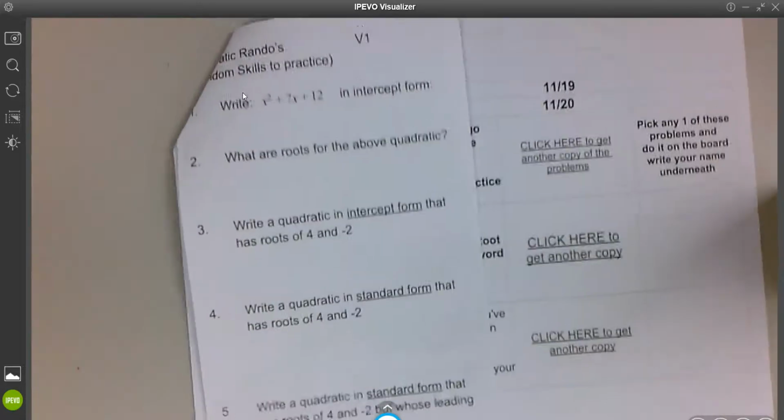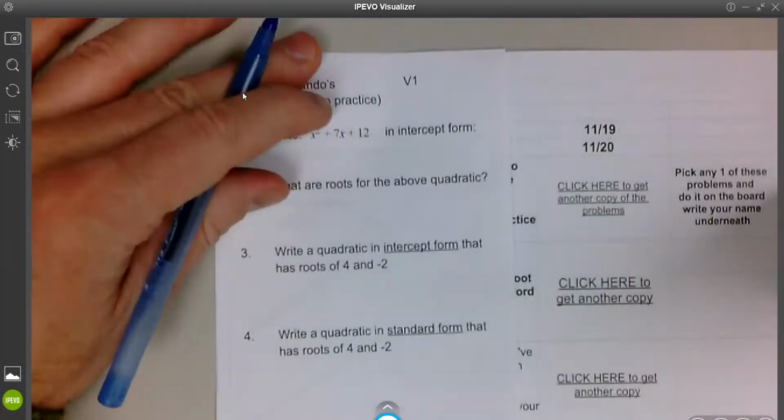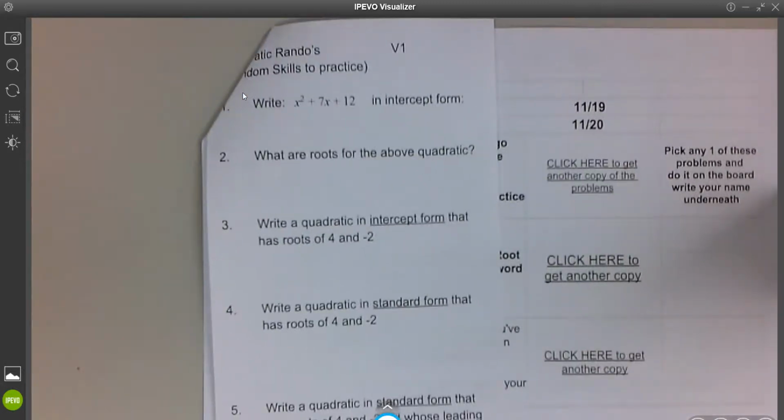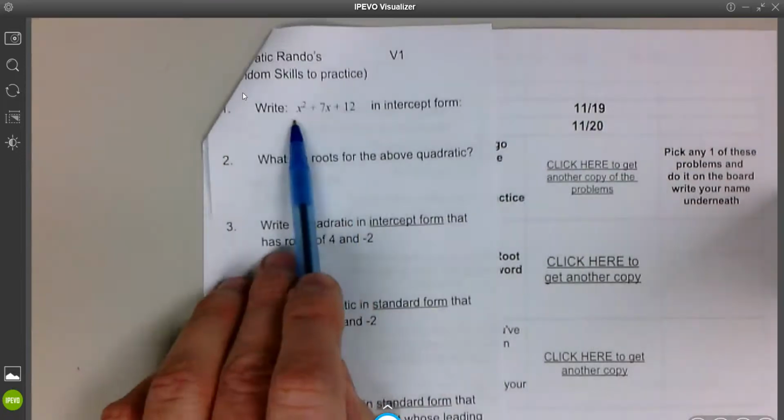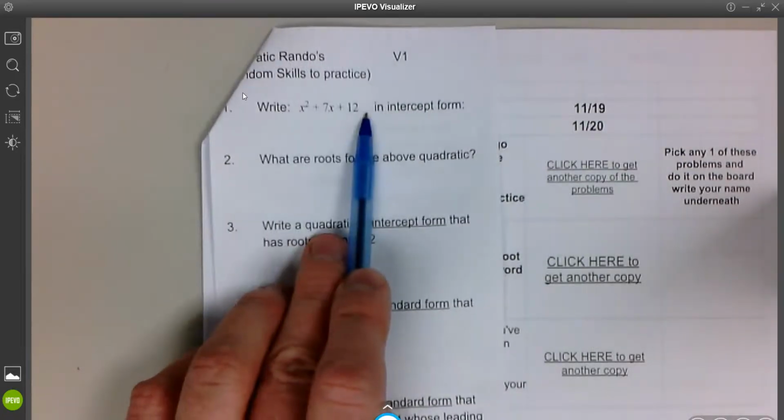We're learning here. I call these some quadratic randos. These are just some random skills you will need for the test. So let's start with the first one. The first one says to write this in intercept form.